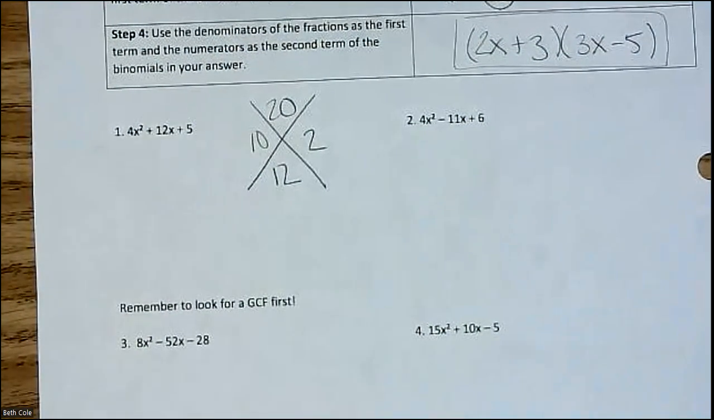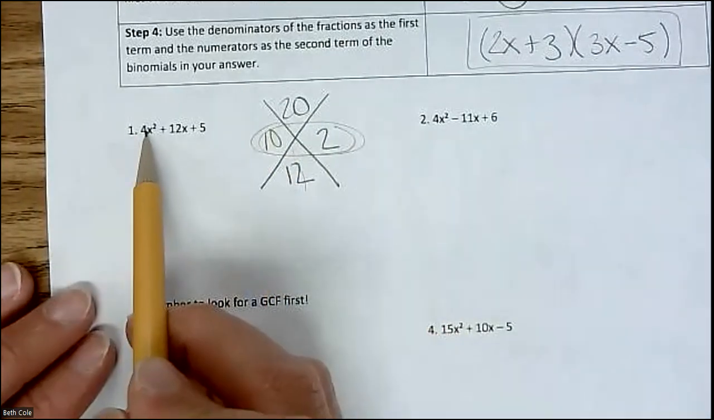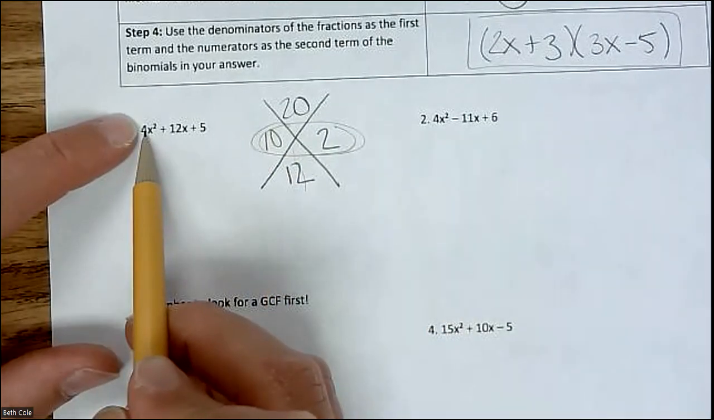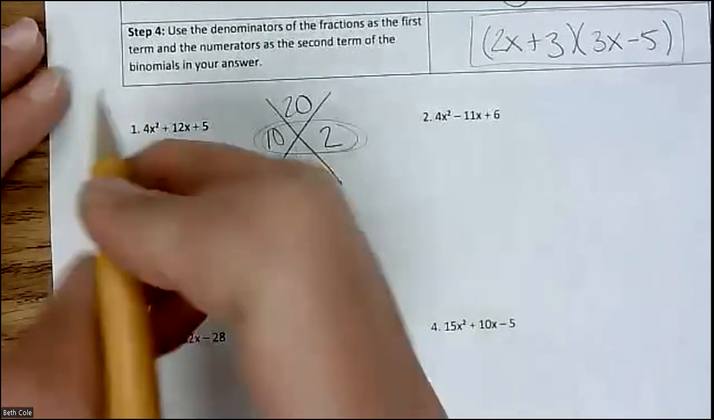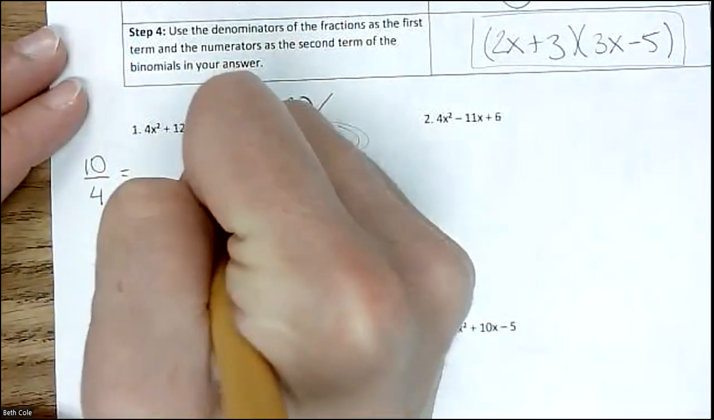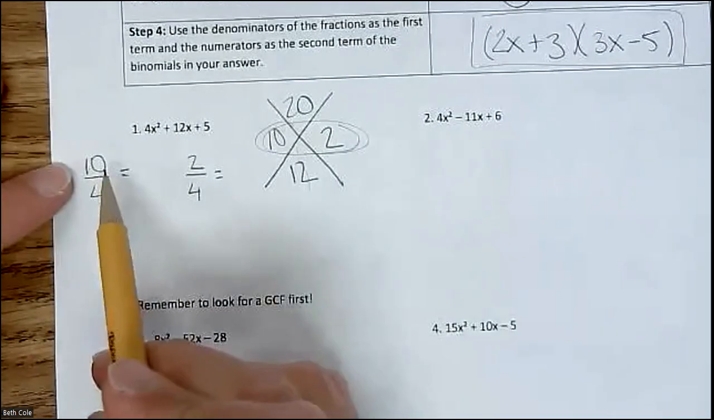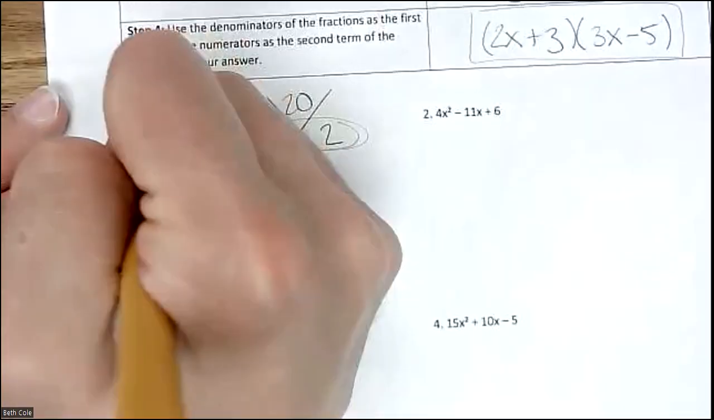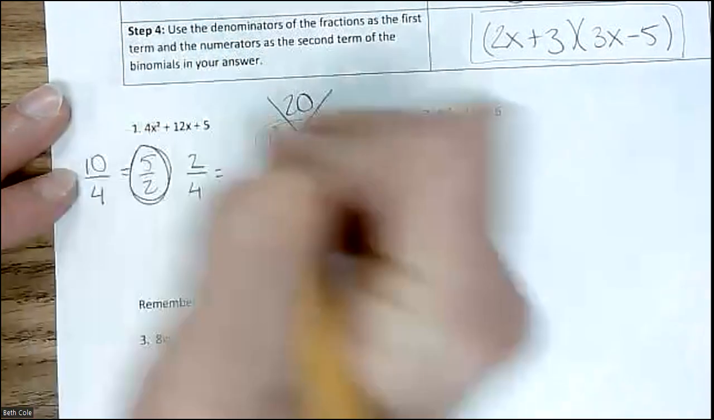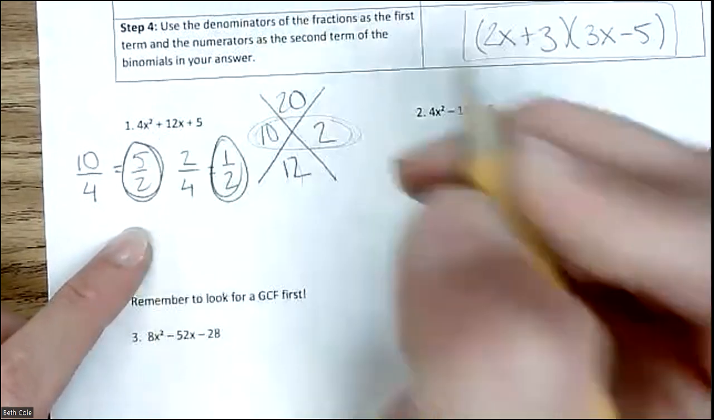So you're going to take those 2 numbers and put them over whatever was out front, which in this case is 4. Do you see that? So 10 over 4, you're going to reduce that. And 2 over 4, you're going to reduce that. When we reduce 10 over 4, what's that going to give us? 5 over 2, good. And 2 over 4 would reduce to 1/2.